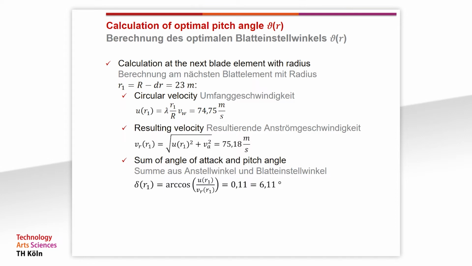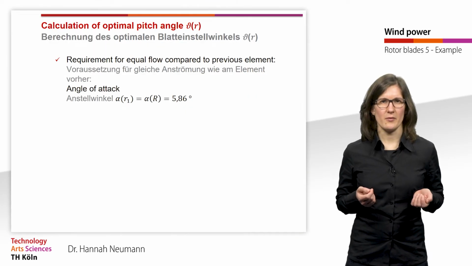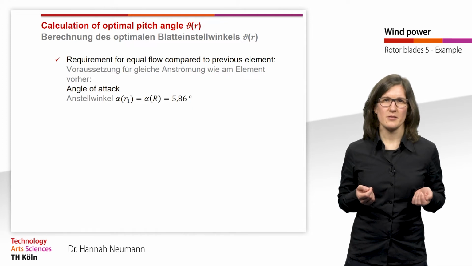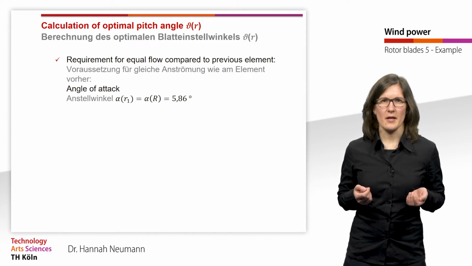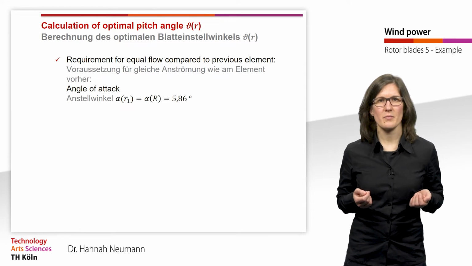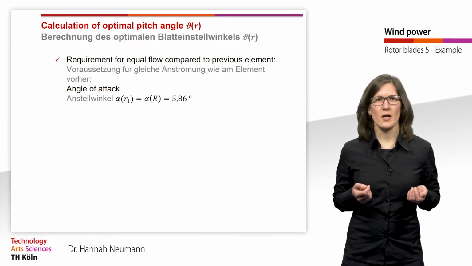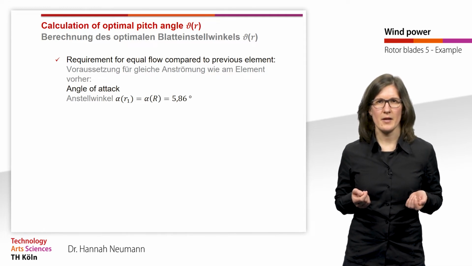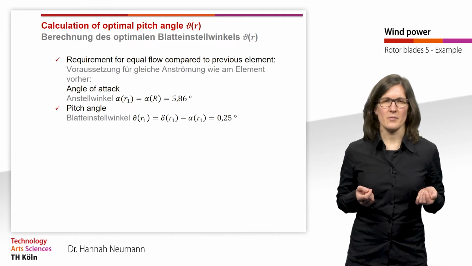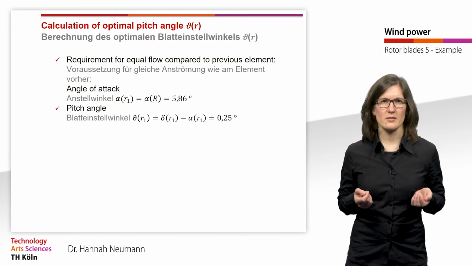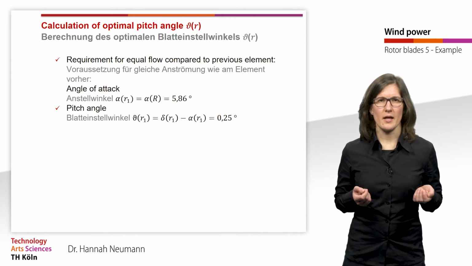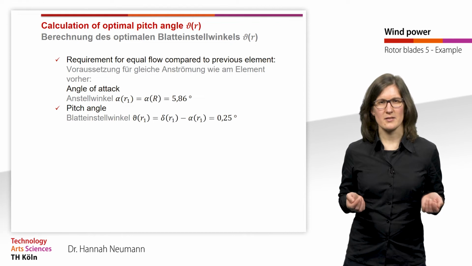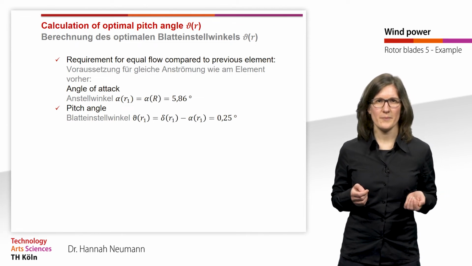6.11 degrees. And the requirement in order to reach equal flow compared to the previous element is that the angle of attack alpha is the same compared to the element before. So in our example, it has to be 5.86 degrees again. The pitch angle theta, the constructive parameter, can be calculated again by subtracting the angle of attack alpha from the total angle delta. And thus, for this blade element, the pitch angle theta is 0.25 degrees.